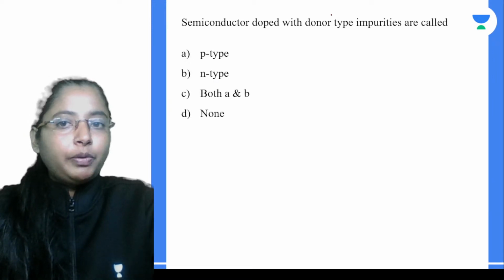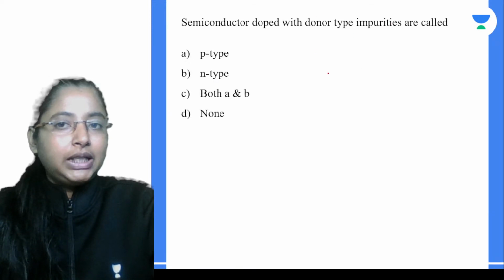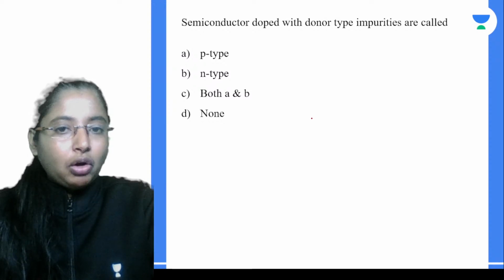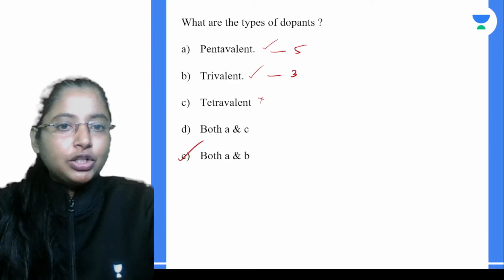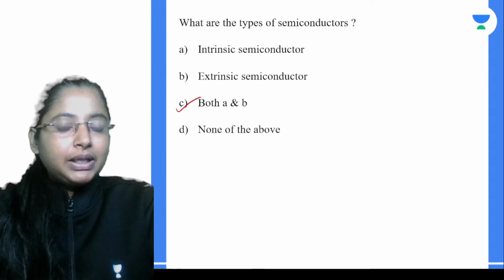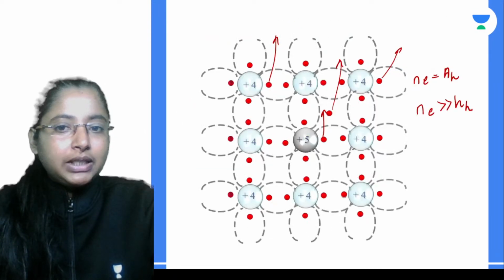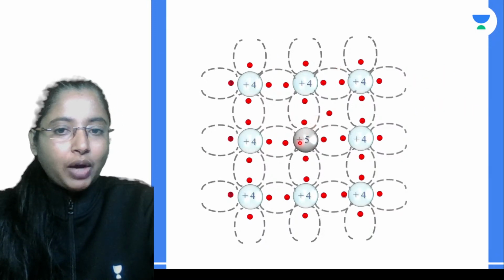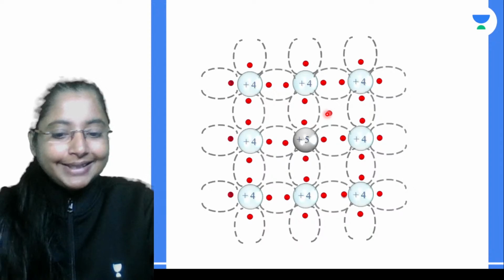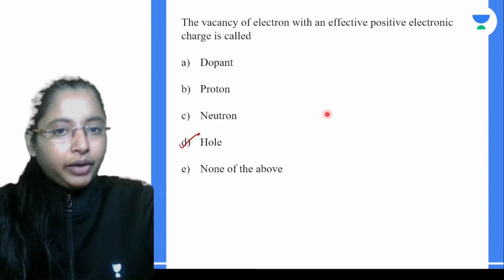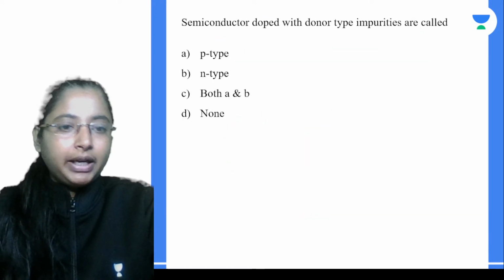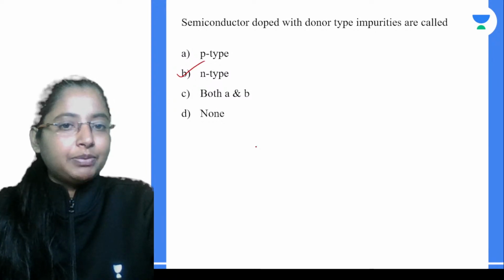Semiconductor doped with donor type impurities. Donor means it is giving 1 additional charge. So which one gives the donor type impurity? Very simple. That is basically your N-type semiconductor. See this N-type semiconductor over here. When you added this one particular atom, instead of 4 valency electrons, you have 1 valency electron extra. This is a donor impurity. So a semiconductor doped with donor type impurities gives you an N-type semiconductor.